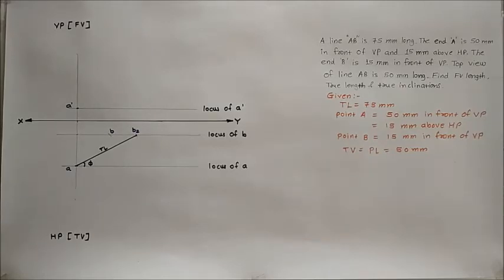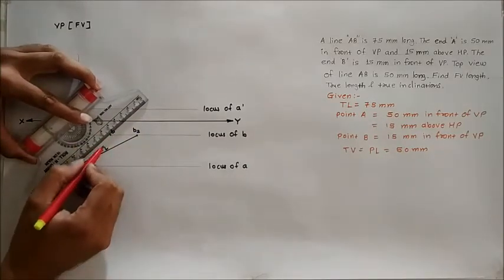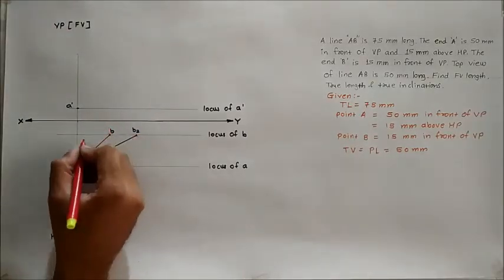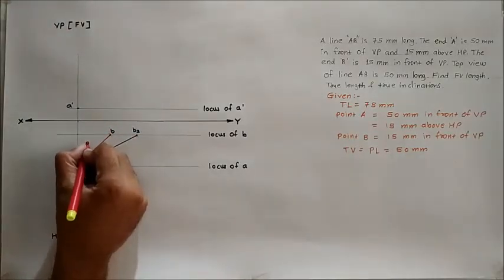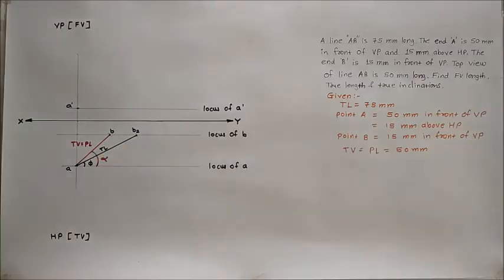Draw a line joining point A and point B. This AB is plan length of the line, which is top view of the line. After this, we have to draw the front view of the line. For drawing the front view of the line, there are two procedures. Any one we can adopt.